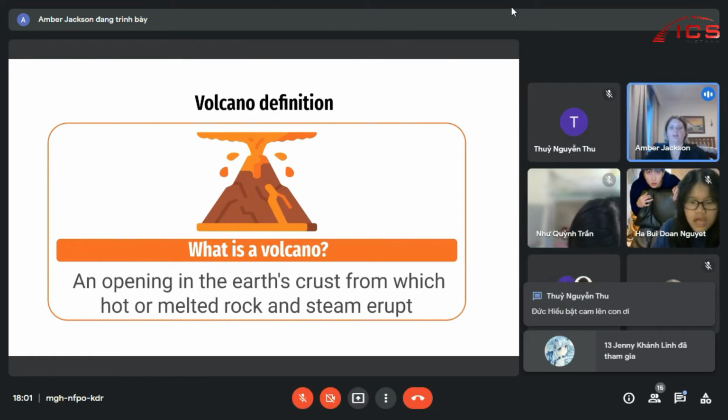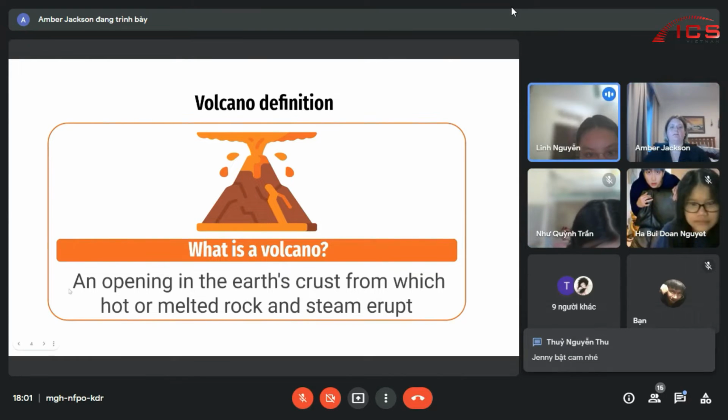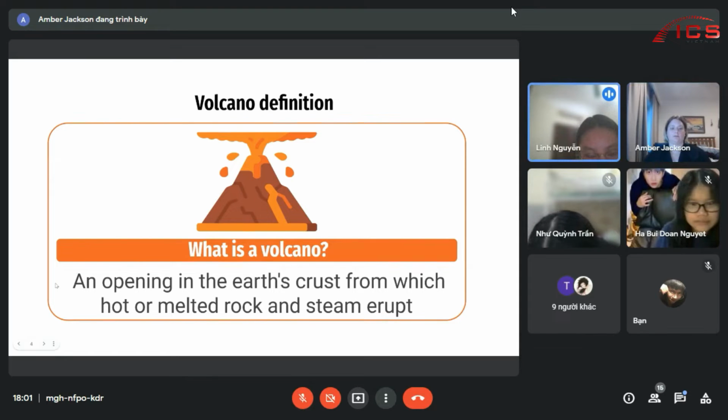All right, so Lily, will you read this? Volcano definition. What is a volcano? An opening in the Earth's crust from which hot or melted rock and steam erupt. Very good. So a volcano is just an opening somewhere in the Earth's crust from which hot or melted rock and steam erupt.